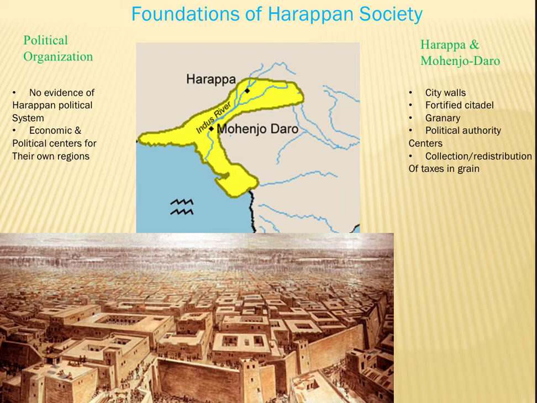Some people think they were protecting it from invaders. Another theory is that they were protecting it from the floods of the Indus River, so they're trying to keep the water out. In any case, the city wall suggests fortification.